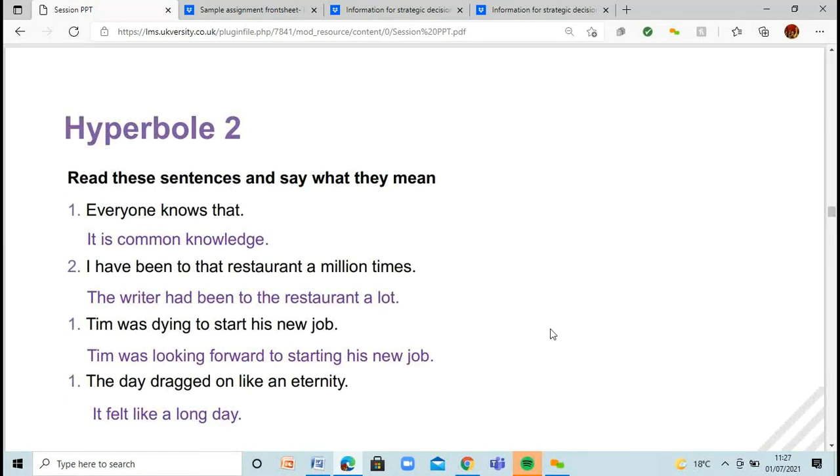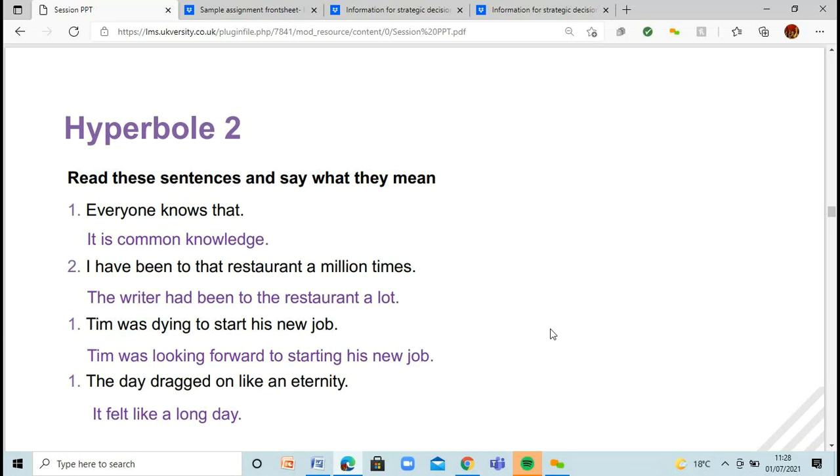Now, a couple of sentences where he goes, everyone knows that, but how do you know everybody knows a particular thing that you're saying? So you could change it into a normal sentence: it's common knowledge. So a lot of people know this, but not necessarily everyone. I have been to that restaurant 1 million times. I think it'd be quite difficult to go to a restaurant 1 million times unless you own it or work there and you've been working there for a couple of years. So it's just showing that the person who's written the sentence has been there quite a lot.